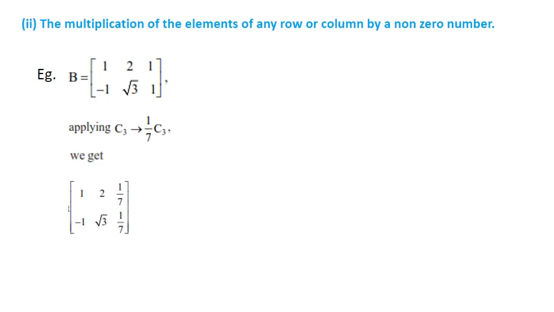So we will get the matrix as: the first column remains the same, 1, minus 1; the second column also remains the same, 2, root 3; but the third column, 1, 1, I have transformed. I have multiplied 1 by 7 with the third column, so 1 changes into 1 by 7, 1 into 1 by 7, here also 1 by 7. The third column is changed to 1 by 7 and 1 by 7.